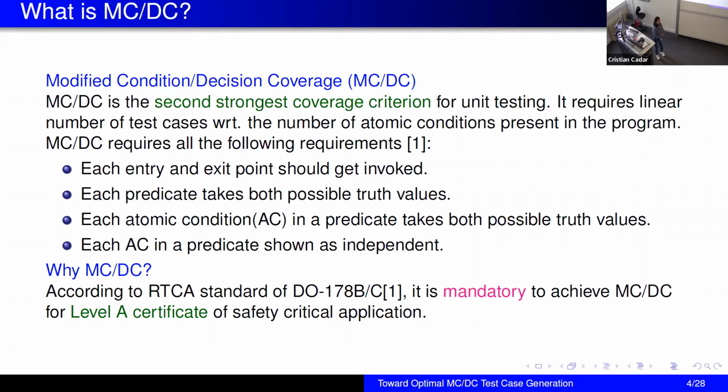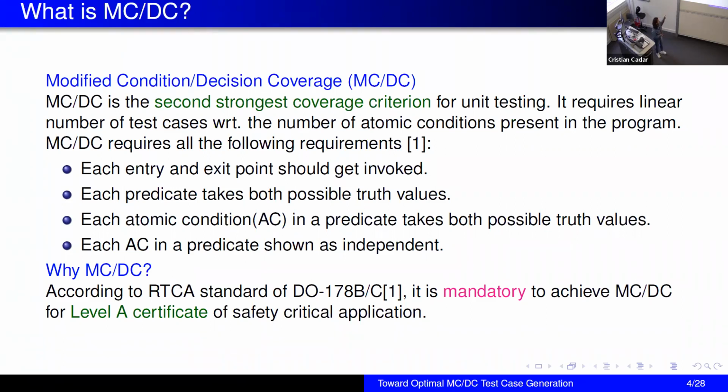So the first thing is, what is MCDC? Modified condition decision coverage. MCDC is the second strongest coverage criterion in unit testing after MCC, that is multiple condition coverage. MCDC requires a linear number of test cases with respect to the number of conditions present in a program, in contrast to MCC, which is combinatorially explosive because it requires 2 to the power n test cases.